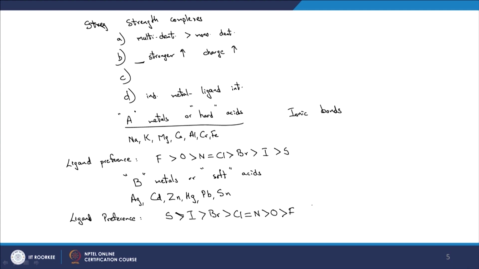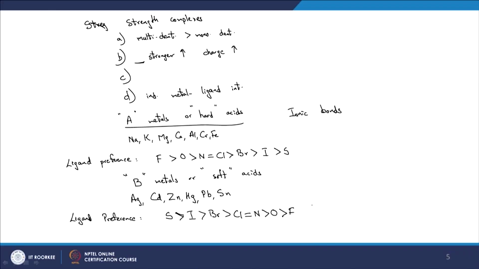So here we looked at two cases, right. We have hard acids and soft acids, or A metals and B metals. We looked at sodium, magnesium, calcium, aluminum, and so on. They have a particular preference for the ligands, and that is something that we listed as F greater than O, nitrogen, bromine, iodine, and sulfur. But if it is the B metals, usually it is the reverse order. They would form stronger complexes with sulfur than with, let us say, oxygen. So this is something for you to keep in mind.